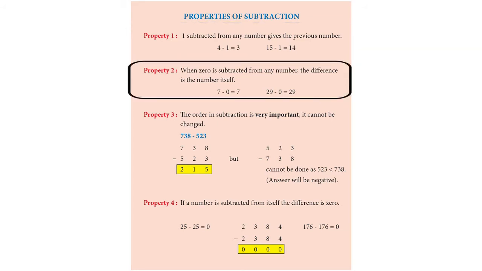Property 2. When 0 is subtracted from any number, the difference is the number itself. Very similar to the addition. The properties are very similar, but there are some that are very different. So make a note of it.